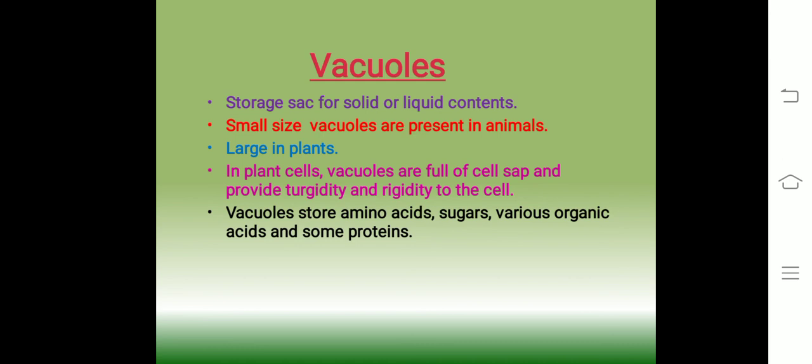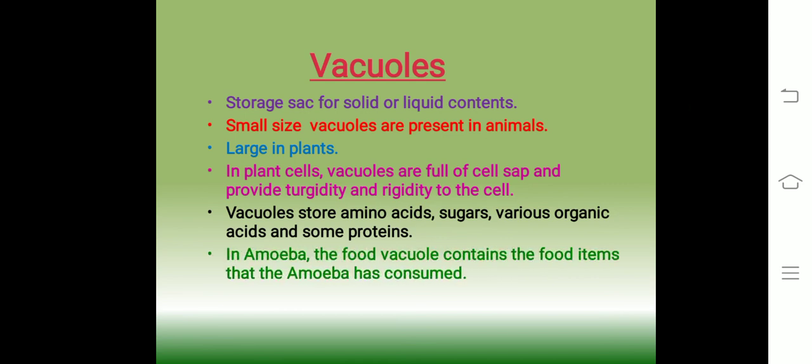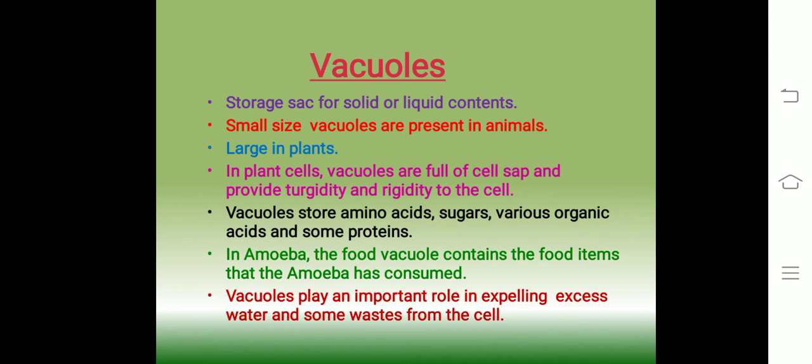Many substances of importance in the life of plant cell are stored in vacuoles. These include amino acids, sugars, various organic acids, and some proteins. In single-celled organisms like amoeba, the food vacuole contains the food items that the amoeba has consumed. In some unicellular organisms, specialized vacuoles also play important roles in expelling excess water and some waste from the cell.